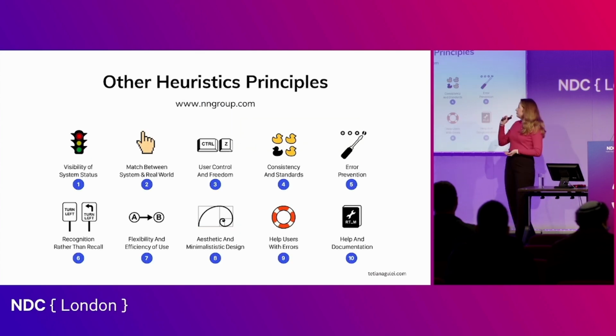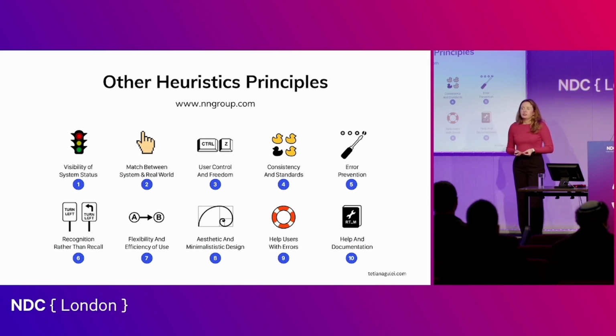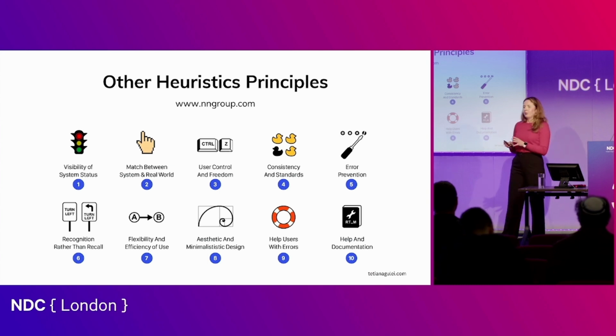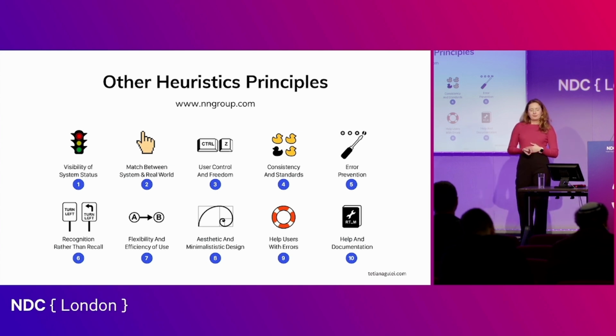I encourage you to read about other heuristics principles. They are very important. They are at the official website, nngroup.com. I will also share a QR code with all of the helpful resources at the end of this presentation. This kind of resource will also be there. It's very important because if you work with designers, they know about them all. But I feel that as a developer, it's also very interesting to be aware of those principles.